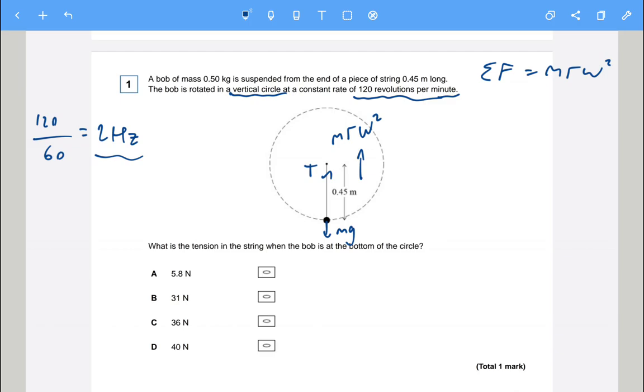And what we can do now is use the angular velocity, 2 pi f, so you should have done that when you did circular motion. And then it's just 2 pi times the frequency, so the frequency is 2 hertz, so we've got 2 pi times 2. So 2 pi times 2 is obviously 4 pi radians per second.